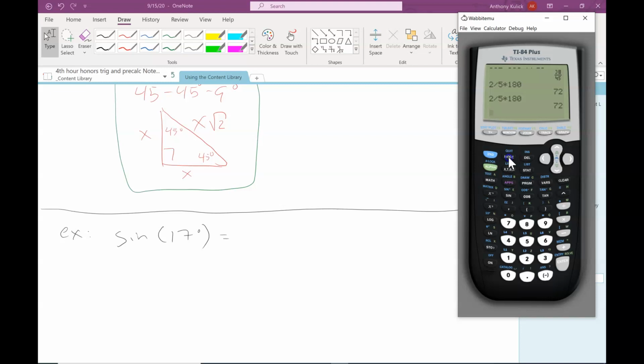Degree mode. So you'll want to press the mode button right there next to the second and make sure that the degree is highlighted. If it's not, move your little cursor over till it's on the degree and press enter. To exit out of the menu, you press second, mode. So sine of 17 would be 0.292 and change.